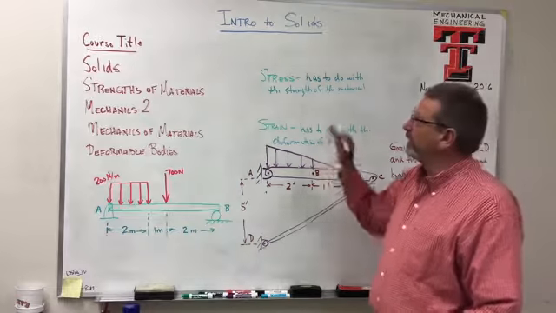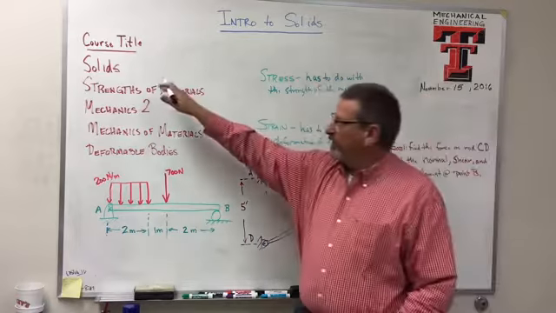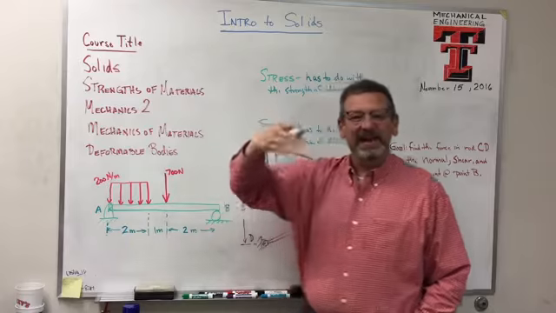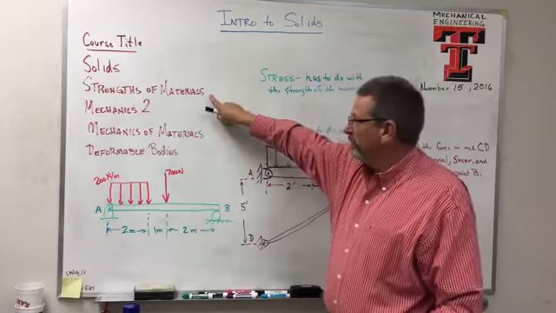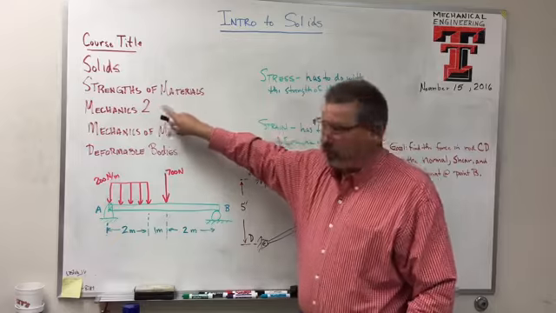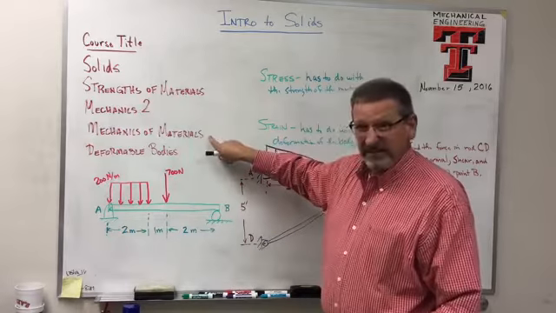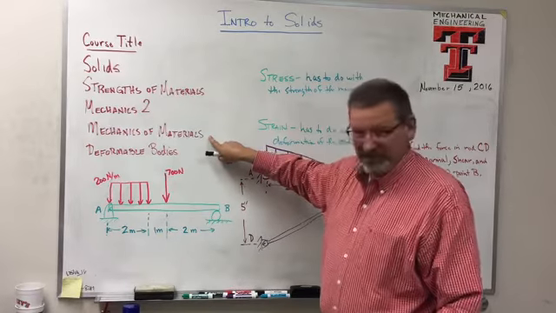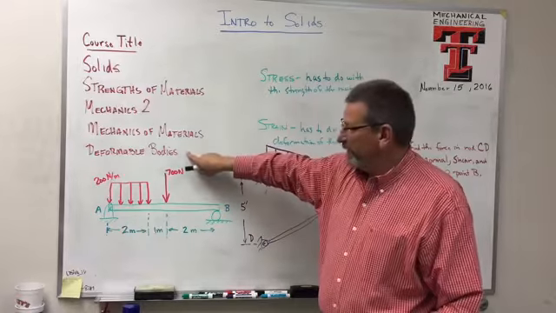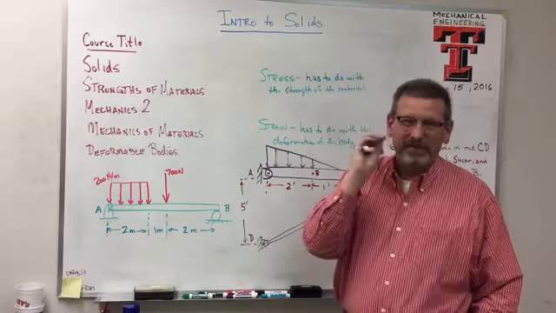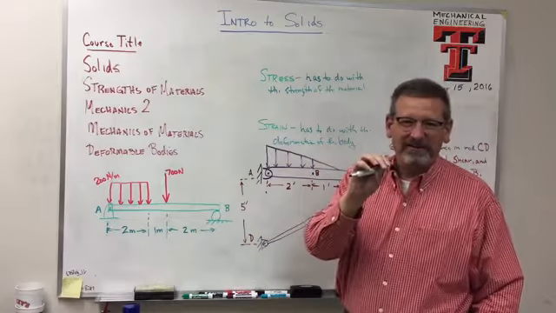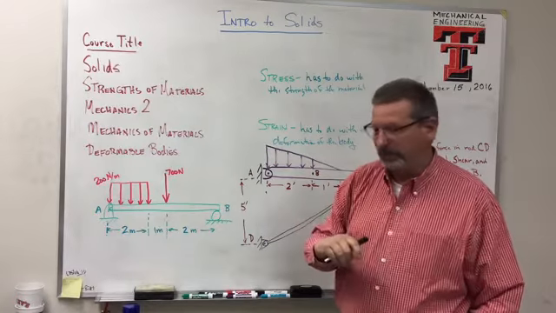So what do we call solids? At my university we call it solids. It's the class after statics. Your school may call it strength of materials. You may call it mechanics 2. You may call it mechanics of materials, that's the name of the textbook. Or you may call it deformable bodies. If your school calls it a different name, send me a comment at the end of this and tell me what your school calls this course.